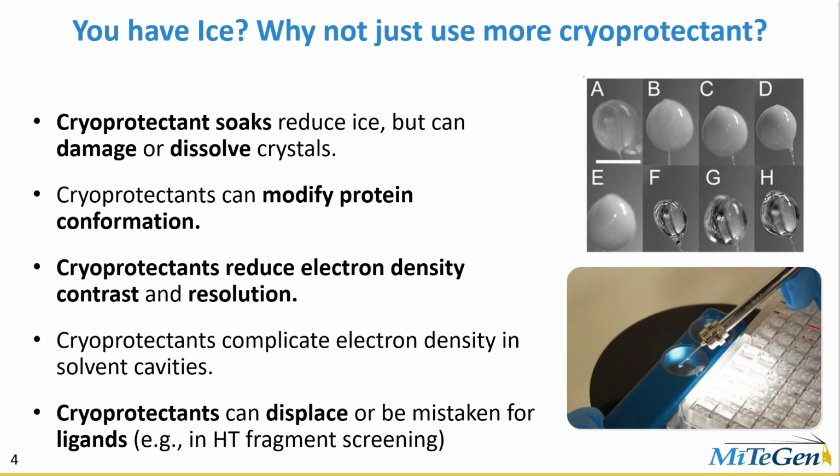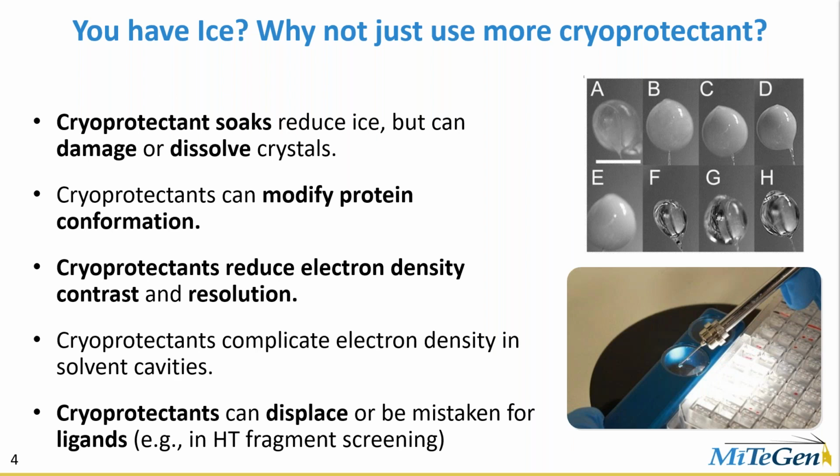If you have ice, you can reduce or eliminate it by adding enough cryoprotectant, and that's shown in the figure here, where we have drops of water plus cryoprotectant. I think in this case it was PEG. And as we increase the concentration, so these are frozen drops, and as we increase the concentration of PEG, eventually we reach a concentration where the drops are clear, indicating that they're vitrified. So that in principle works.